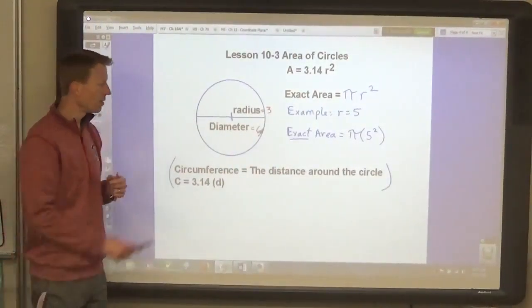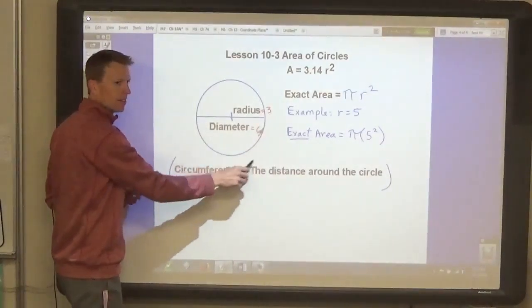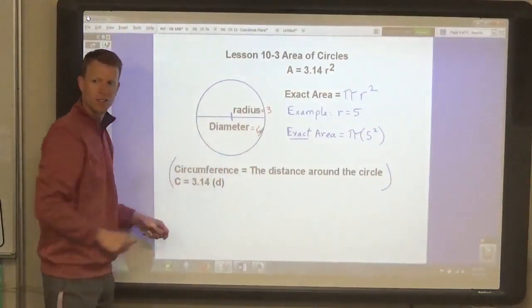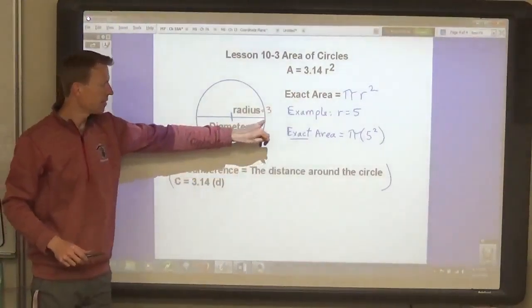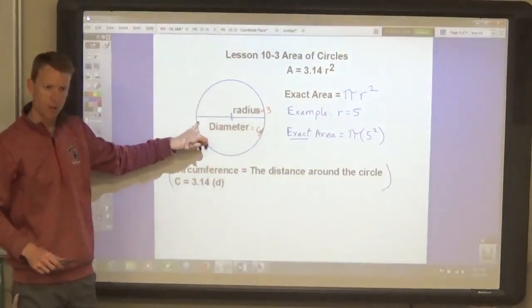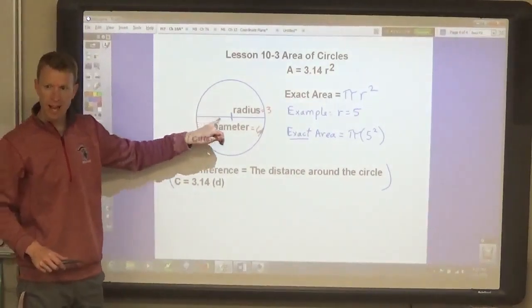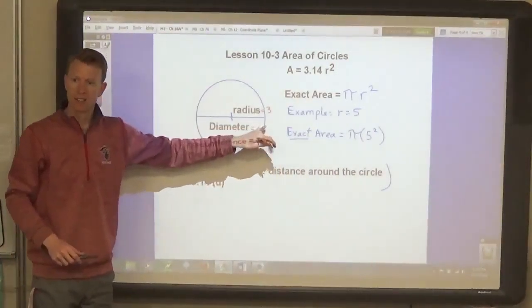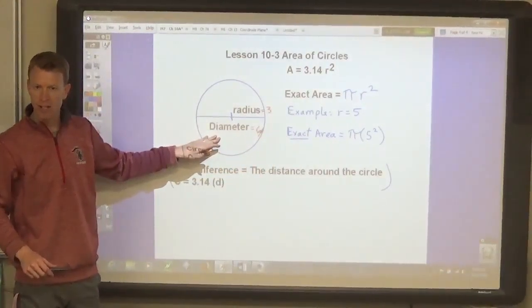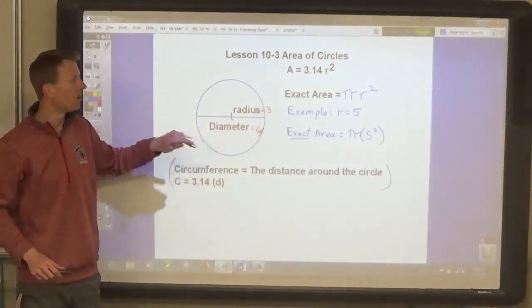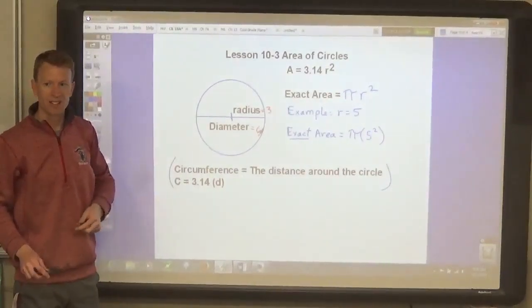So it's not referring to the space or the arc or a half circle. It's referring to the distance across the circle. Half of the distance is the radius. The entire distance is the diameter. Now, there's another number you need.